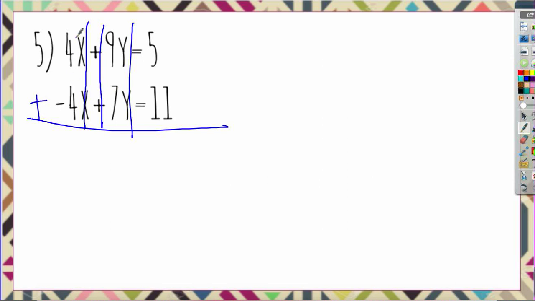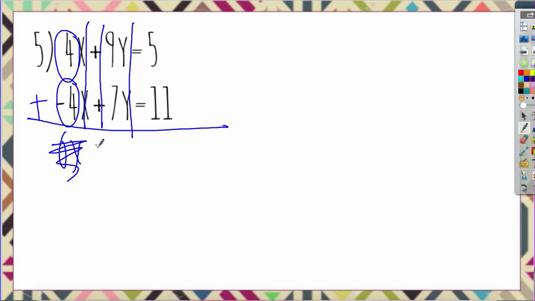The x's here, 4 plus negative 4, is going to make a 0, which is what we want to make happen anyway. On the first several problems, we had to force that to happen because it wasn't already happening. But this time it is. So we don't have to do any extra work. We don't have to multiply any equation by anything. So 4x plus negative 4x is going to give us 0x. So our x's are gone.